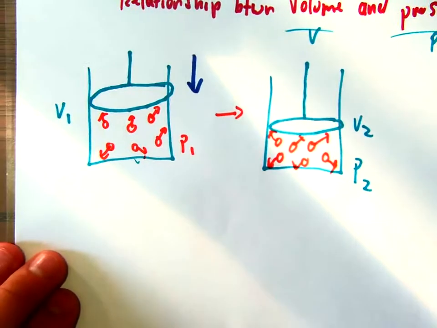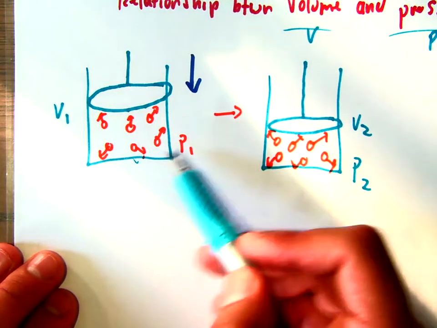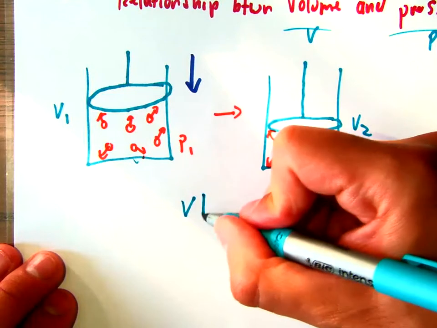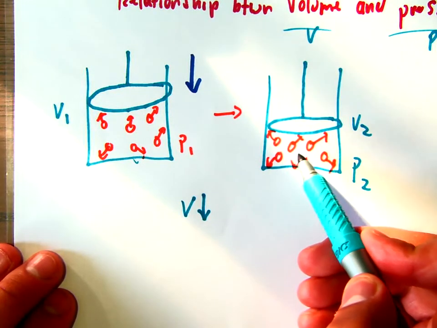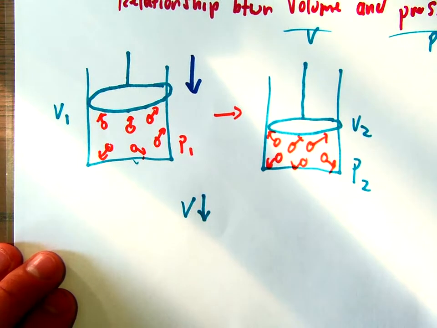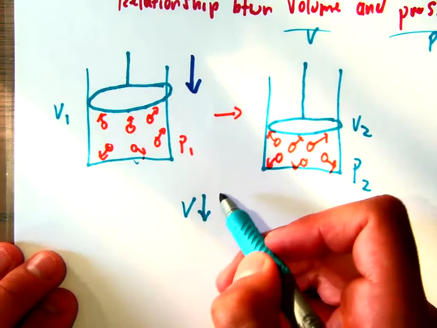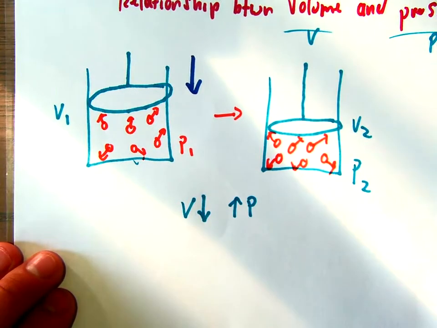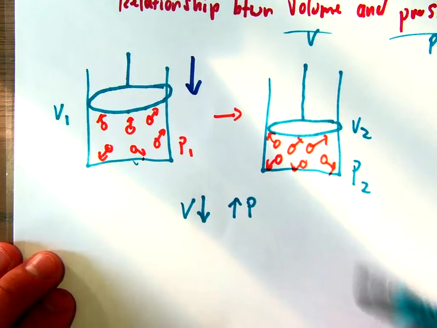Okay, so now if we look at this system, when my volume went down, things got more compressed. They were able to bounce more, right? They're going to collide more against the container. Well, if we have more collisions, what does more collisions equal? More collisions equals a higher pressure, because pressure is collisions, right? So when my volume goes down, things bump more, and I have more pressure. That's all it means.